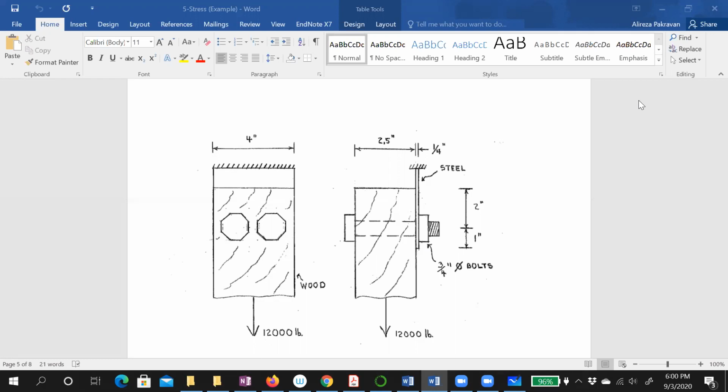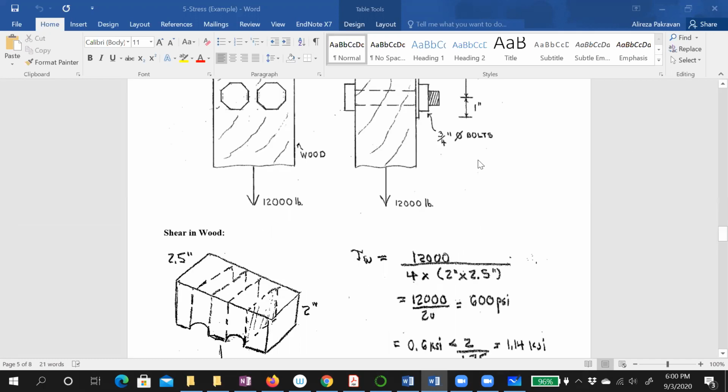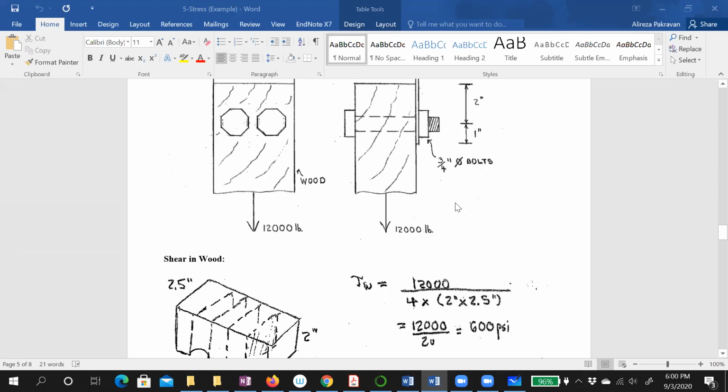Okay. So does it make sense to you right now? Yes. Okay. Just this dimension. Okay. Thank you. Okay. So that's about the shear.